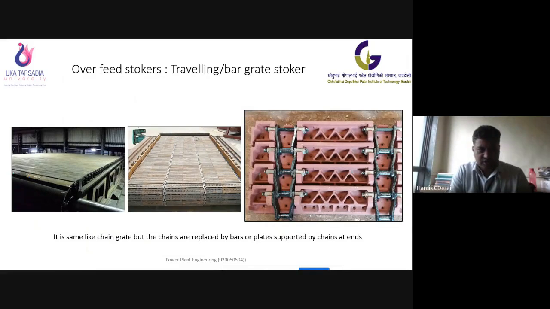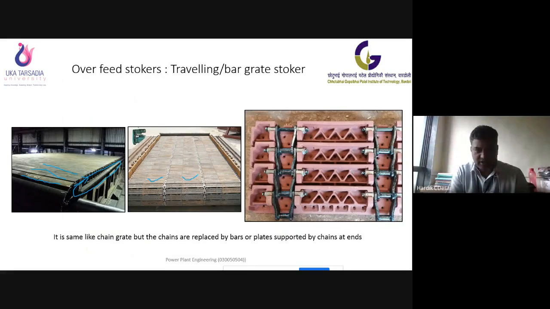Can you see this? We are having this kind of plates in place of this chain. Okay, of course these plates are being supported by the chain. The chain is moving like this. Or above the chain these plates are being supported. See, you can have a larger look over here.